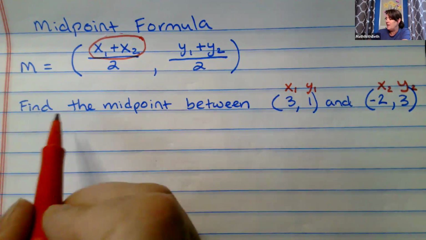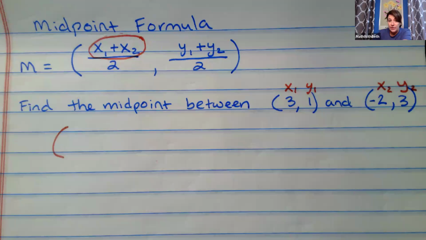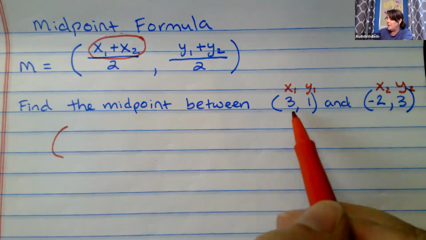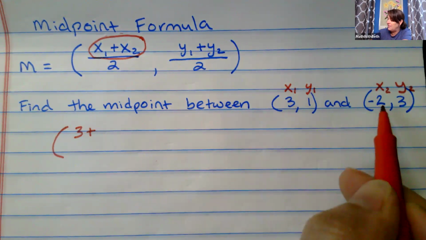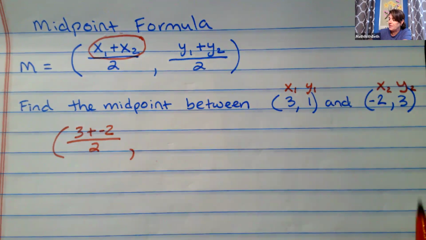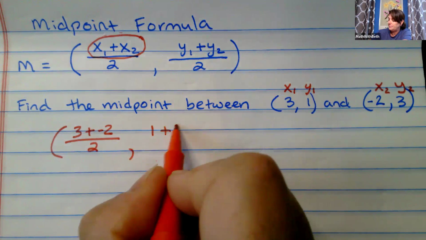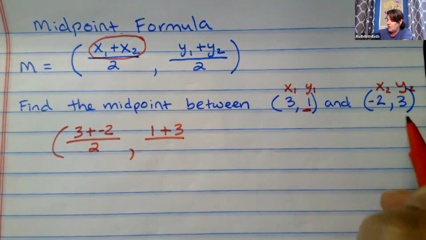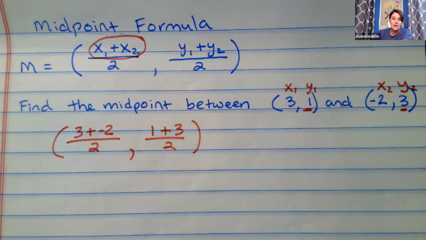So let's try one. If I wanted to find the midpoint between these two, so I'm going to find a point. But to find it, I'm going to add the 2 different x's. So the 3 and the -2. And then I'll divide that by 2 in a second. And then for the y point, I'm going to add the 1 and the 3. So remember, it's the y and the y that I'm adding, divided by 2. And now we just do the math.